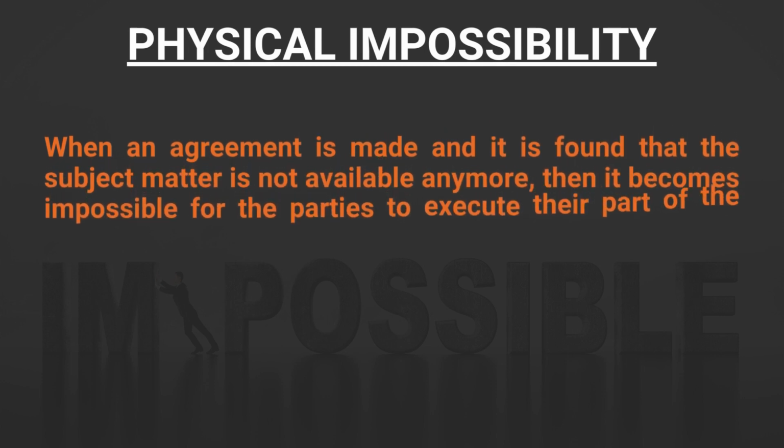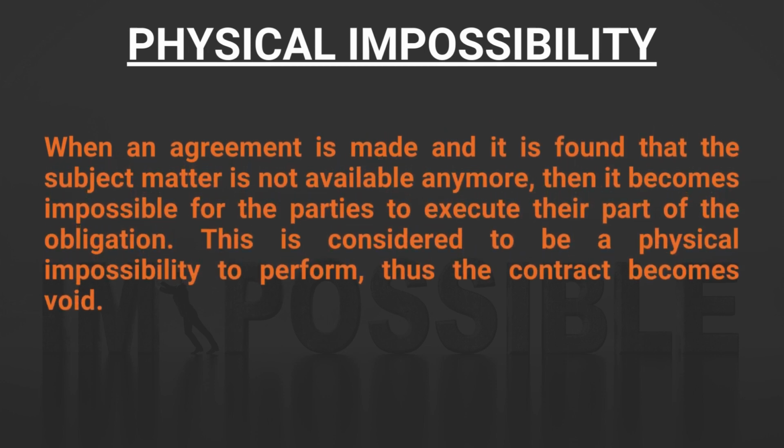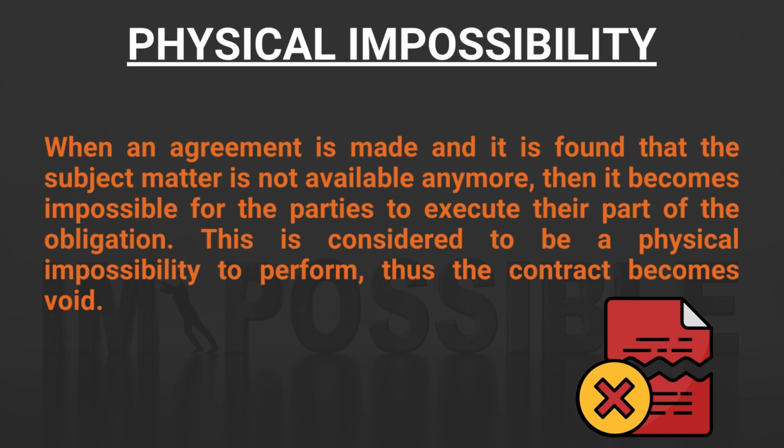Physical impossibility is when an agreement is made and it is found that the subject matter is not available anymore, then it becomes impossible for the parties to execute a part of the obligation. So it means that the contract cannot be performed because of physical impossibility. So such a kind of contract is falling under the void category, that is nullified, cancelled, it has no impact.